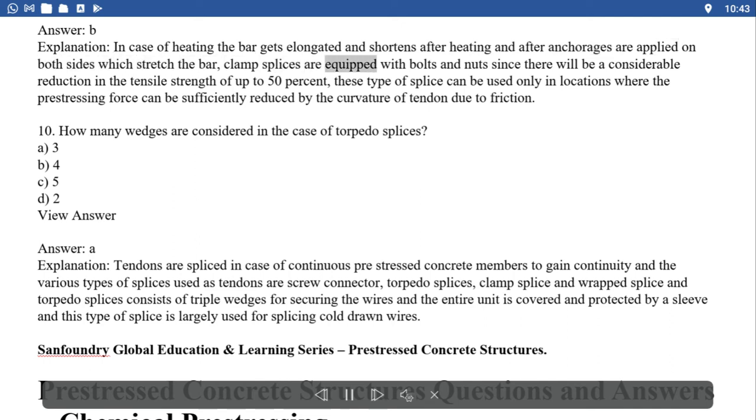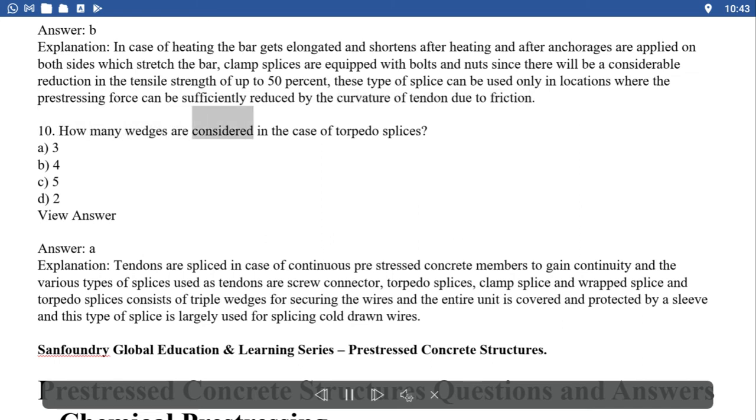Clamp splices are equipped with bolts and nuts since there will be a considerable reduction in the tensile strength of up to 50%. This type of splice can be used only in locations where the pre-stressing force can be sufficiently reduced by the curvature of the tendon due to friction.